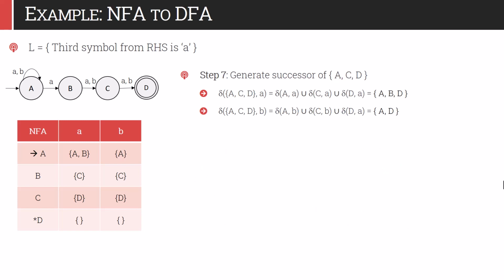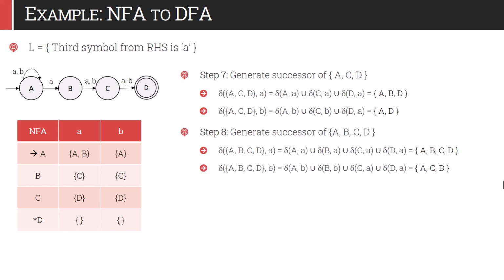First we generate the successors of state ACD. On reading A, it leads us to state ABD, which is already generated and explored. And on reading B from ACD, it leads us to AD. Again, AD is already generated and processed, so no need to process either AD or ABD. The last state we have to explore is ABCD. On reading A from all 4 states and taking the union of their individual transitions, it leads to ABCD, that is, it will remain in the same state. And on reading B, it goes to ACD.